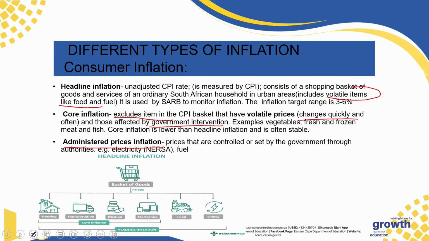and core inflation. From the image here, we can see that headline inflation does include all those items, which is the housing, transportation, medical, electronics, food, and energy, whereas the core inflation only includes these items and excludes food and energy. Remember that these are volatile, these cause prices to change quickly and often.